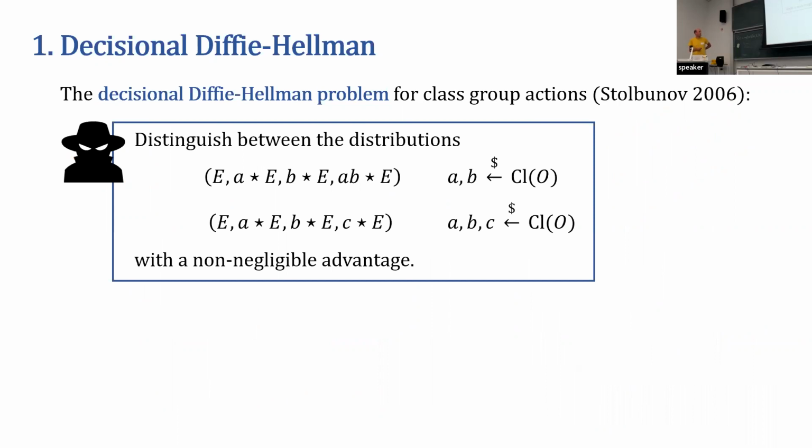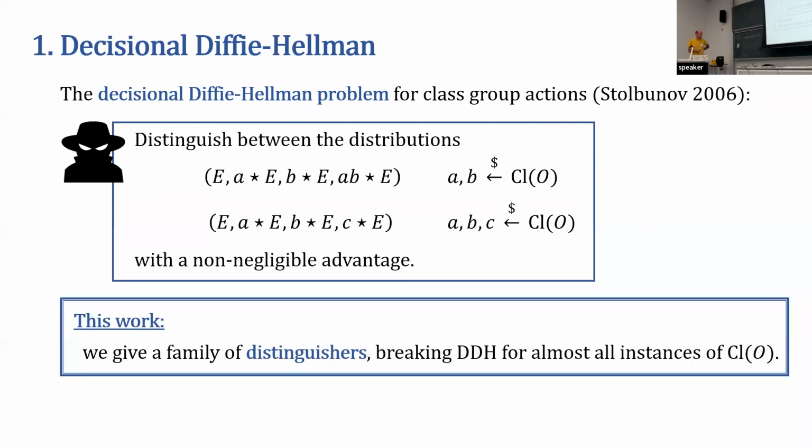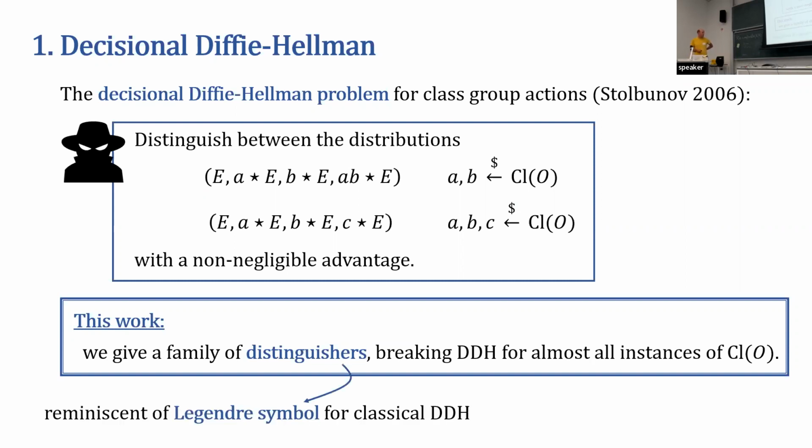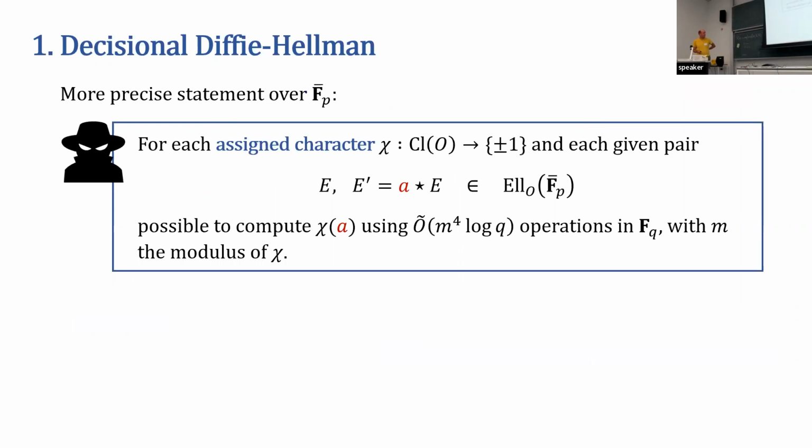In this language, it's just the same thing. The game is to distinguish between quadruples of this form or quadruples of this form. The contribution we give is that we break this for almost all instances of the ideal class group. We give a family of distinguishers, just like we had the Legendre symbol in the finite field case. These will break the decisional Diffie-Hellman assumption. And just like in the finite field case, it's very easy to take countermeasures.